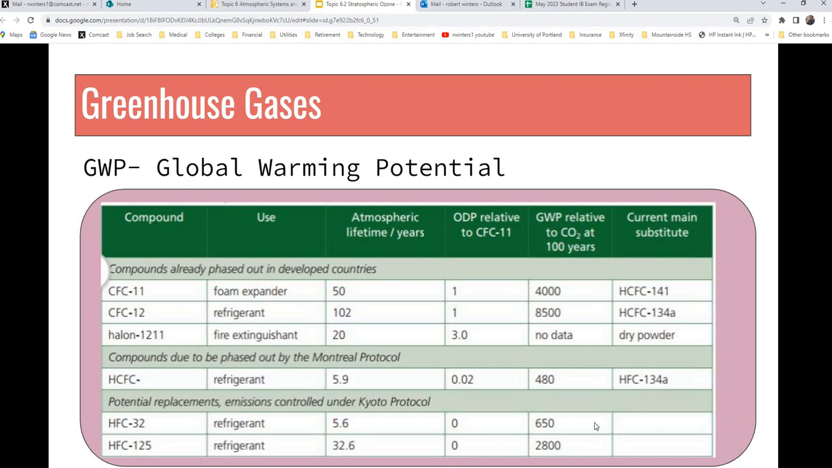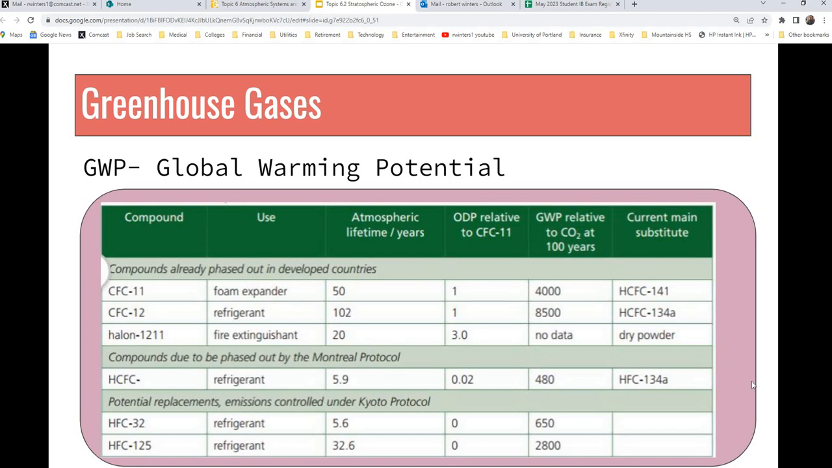Now, the standard that they use is in terms of carbon dioxide. So everything which is destroying a greenhouse gas is relative to the effect that carbon dioxide would have. So you see over here, relative to CO2. So look at this guy, for example, CFC 11. Wow, it's 4,000 times worse than adding carbon dioxide to the air. This is really, really bad.